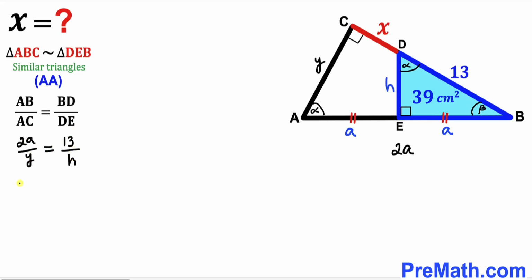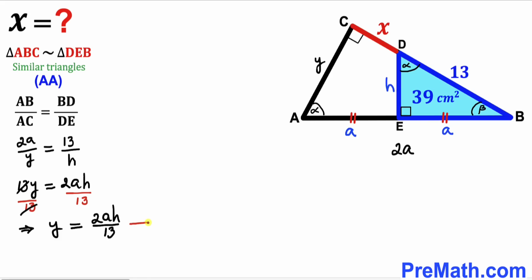So therefore we can write down 13 times Y equals 2 times A times H. And now I'm going to divide both sides by 13. So this 13 and 13 is gone. Therefore our Y value turns out to be 2 times AH divided by 13. And I'm going to label this one as our equation number 1. And here's our next step.